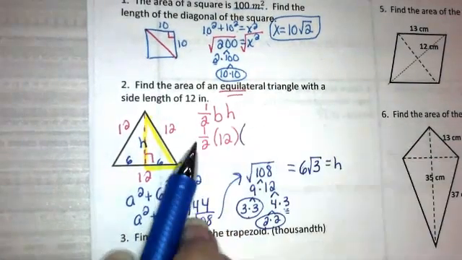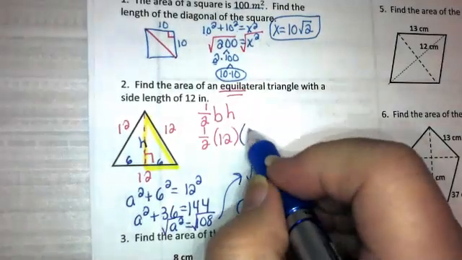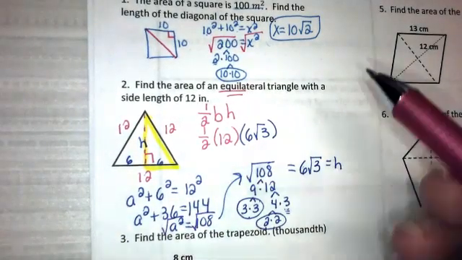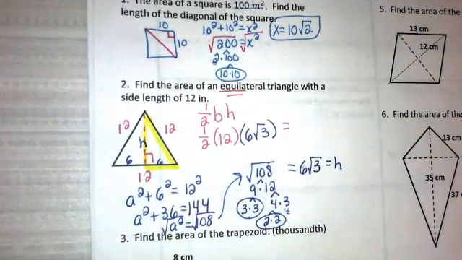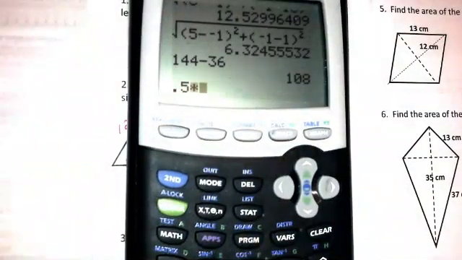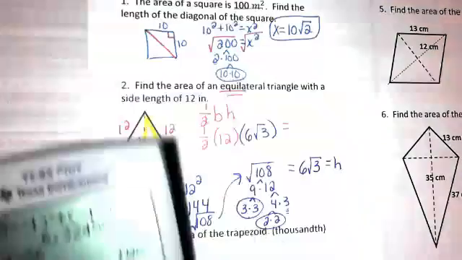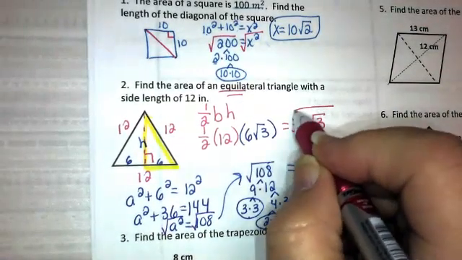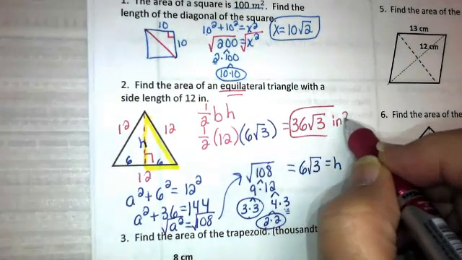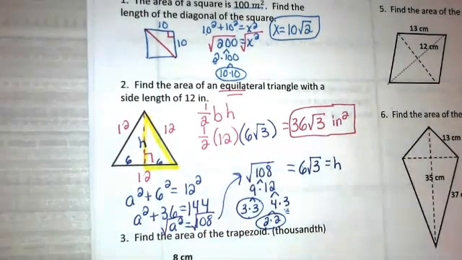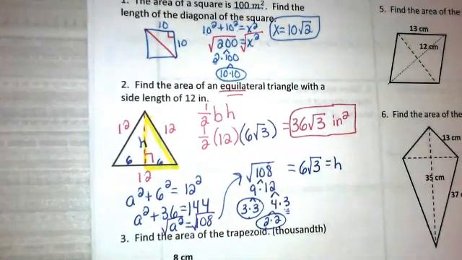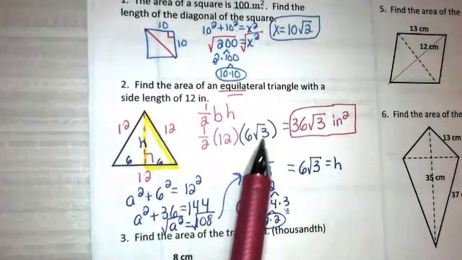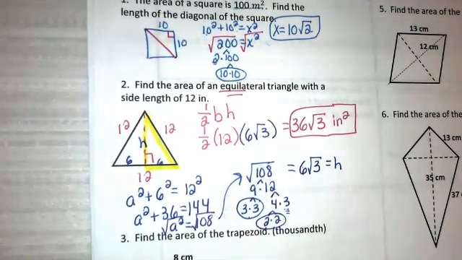So I'm going to multiply 1/2 base 12 times height 6 root 3. And for my final answer, I'm just going to multiply the 1/2 times 12 times 6. And that's 36 times the square root of 3. And that's exactly how we leave it. Square inches. I'm not taking off for units, but I'll put them on here when we practice. So notice we multiplied the numbers in front, but we didn't multiply the radical because there was no other radicals to multiply it with.